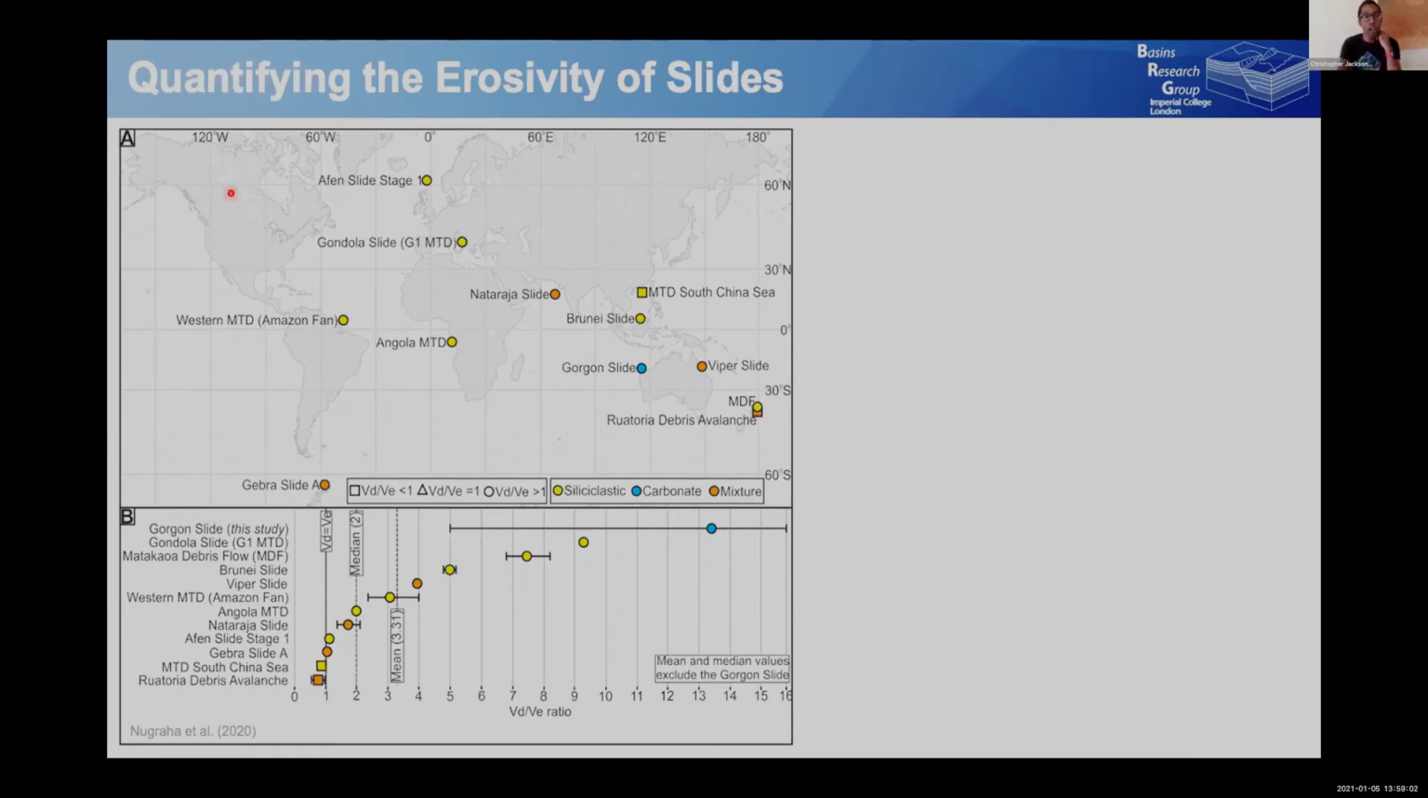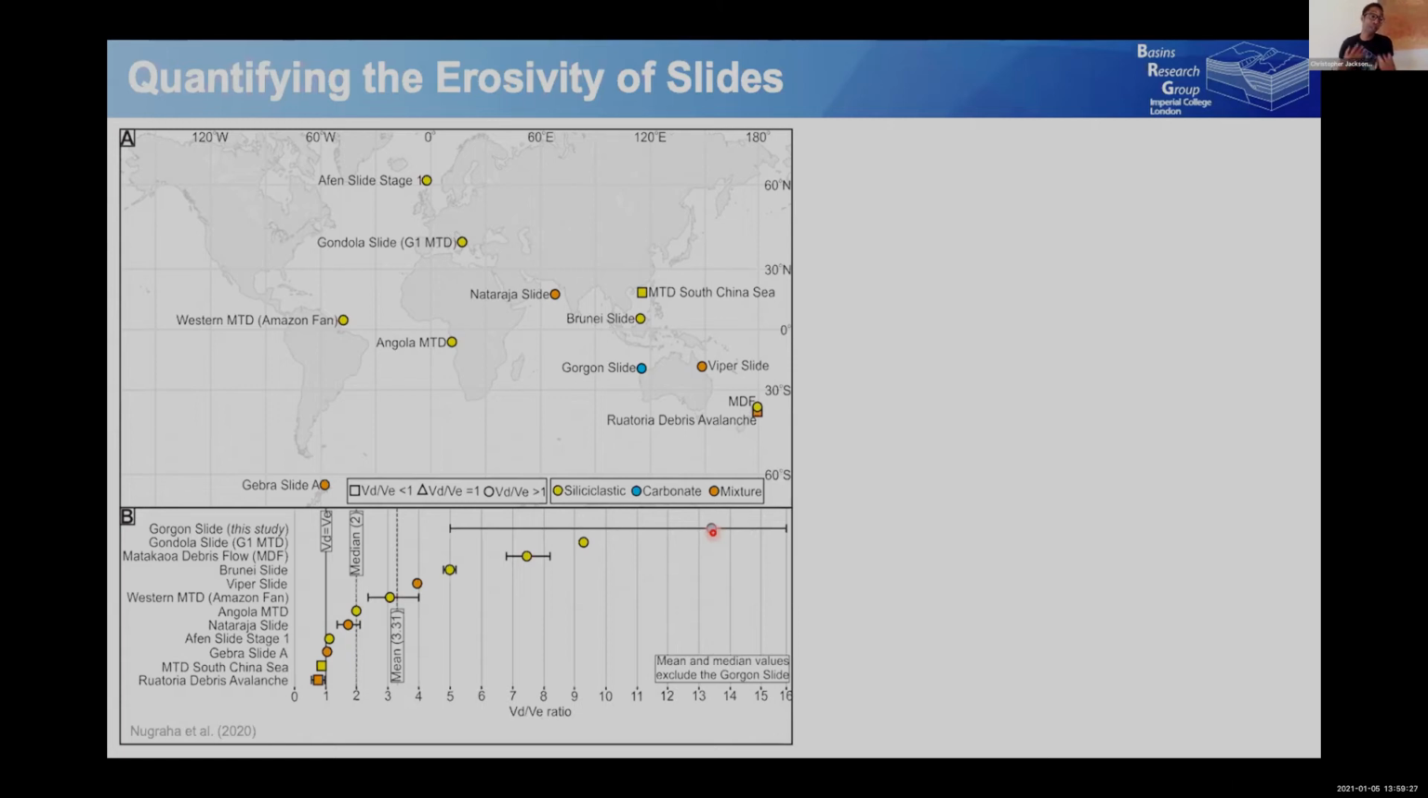When you do that on these case studies around the world, what you see is the VD-VE ratio for all of these case studies shown here on the y-axis. The VD-VE ratio is going from 0 to 16. You see that quite a lot of them have a VD-VE ratio of way more than 1. A median of 2 and a mean of 3, and the Gorgon sits out here all on its own as this weird carbonate ooze type submarine landslide.